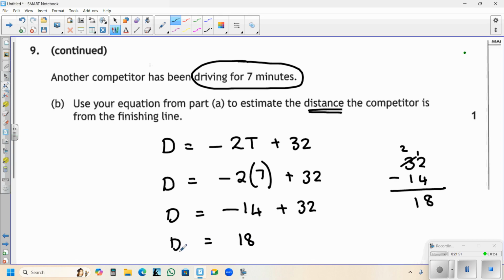What was the distance measured in? It was measured in kilometres. So this part of your question will always be a substitution part. You'll always have to substitute a number in.